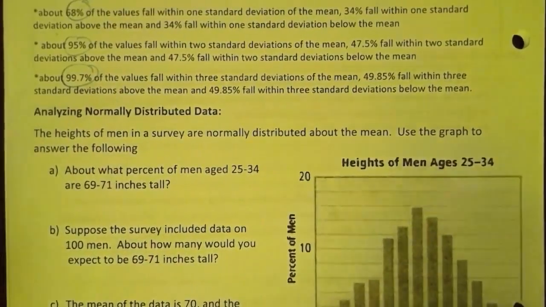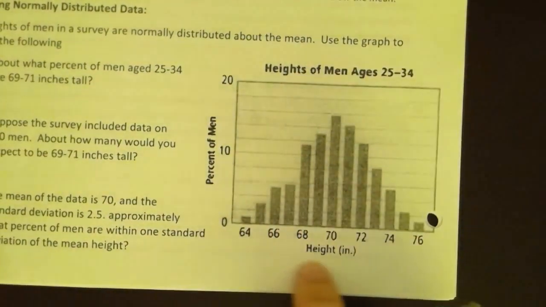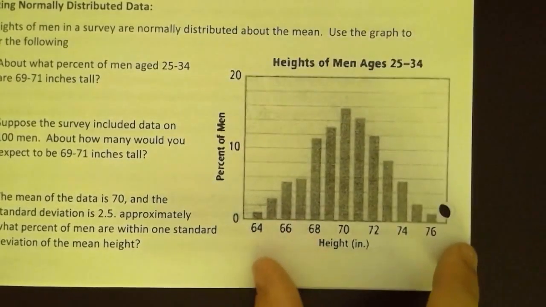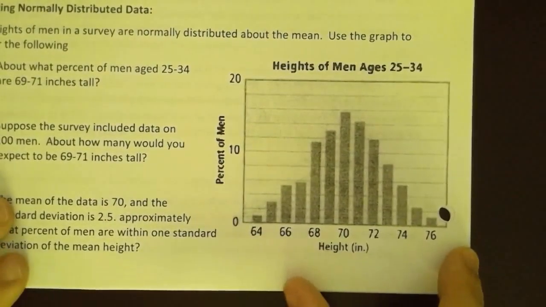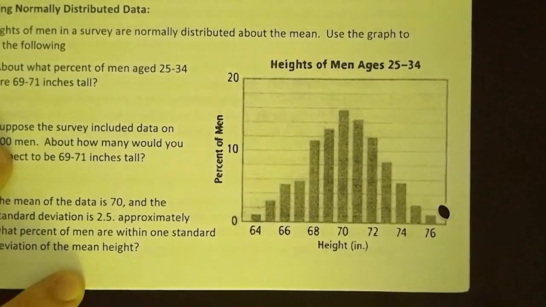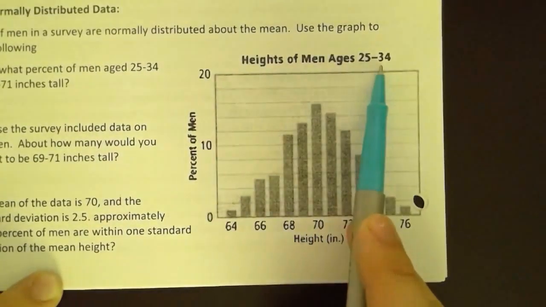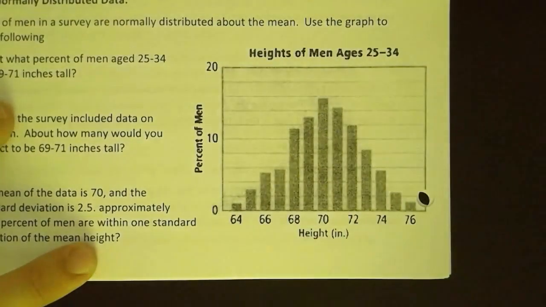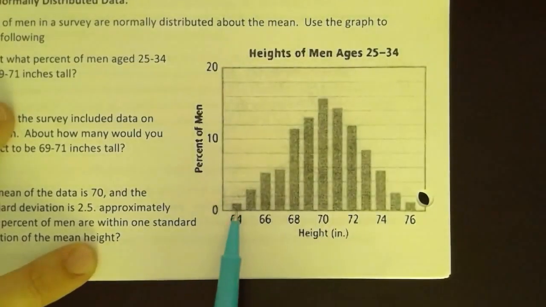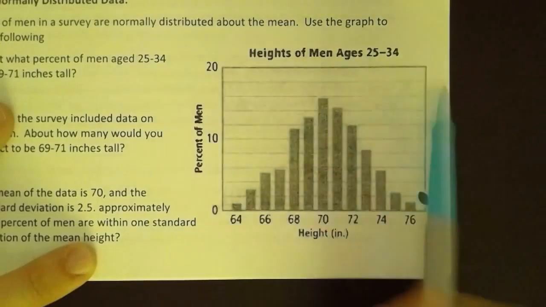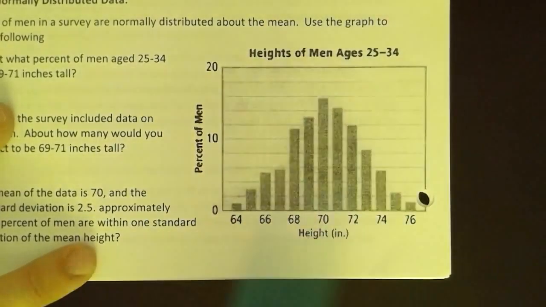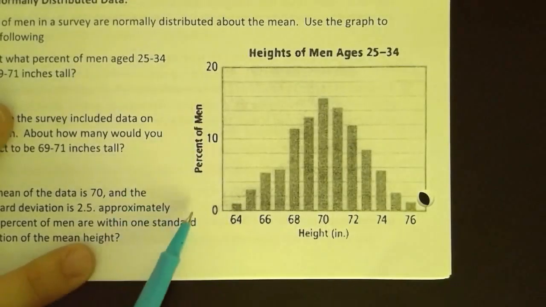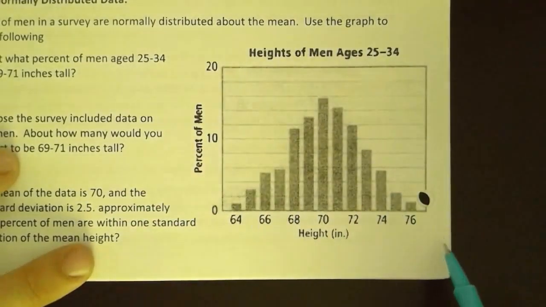So we're going to analyze this normally distributed data. Is this in fact a normal distribution? Is it symmetrical? No, but there's so many data points that it's pretty close to symmetrical, right? It's pretty close to a normal distribution. So the first question says, what percent of men aged 25 to 34, which is the data that we're looking at, how many of them are 69 through 71 inches tall? Now, if these were numbers, it would be kind of difficult to do. But the Y axis is percent of men. So it's already given to you in percent.